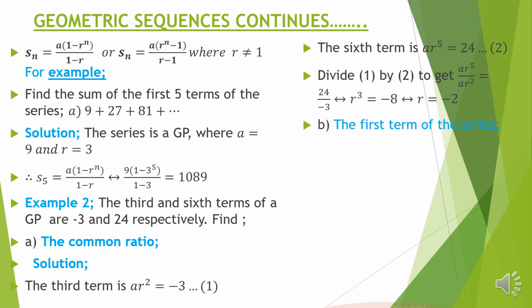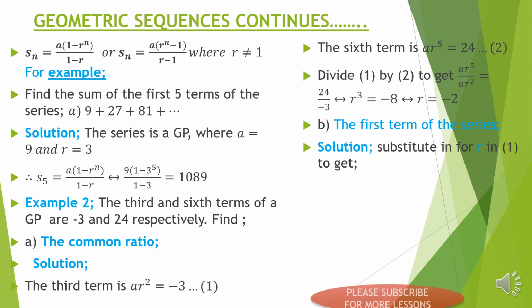Now, the next question is asking about the first term of the series. Remember, the first term can be obtained if we know the third term and the common ratio. You are told that the third term is -3, and the common ratio we have obtained as R equals -2. So what we are going to do is substitute for R in equation 1. We have the value of R and we're interested in A, the first term.